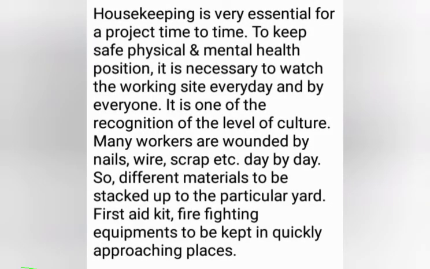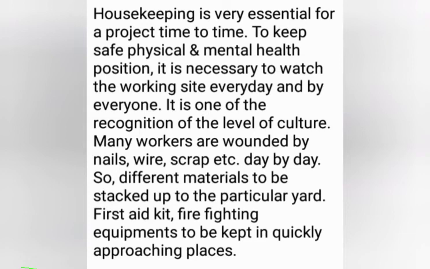Housekeeping depends on choice and culture. If it is maintained properly, chances of accidents become less. It makes the mind fresh. The energy of the working person becomes high, so output grows. Keeping firefighting equipment, a first aid box, and arranging a stackyard for scrap material makes a site safe and clean.